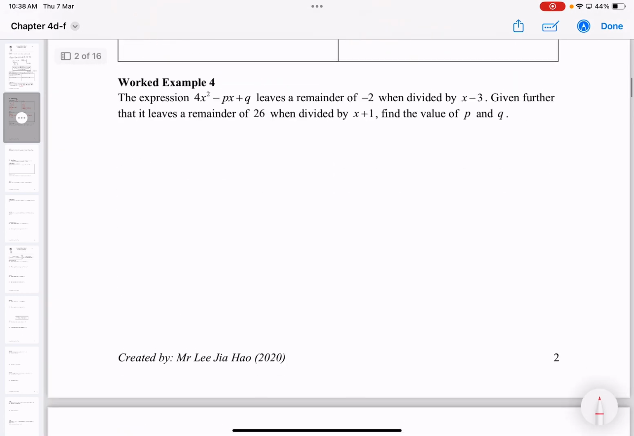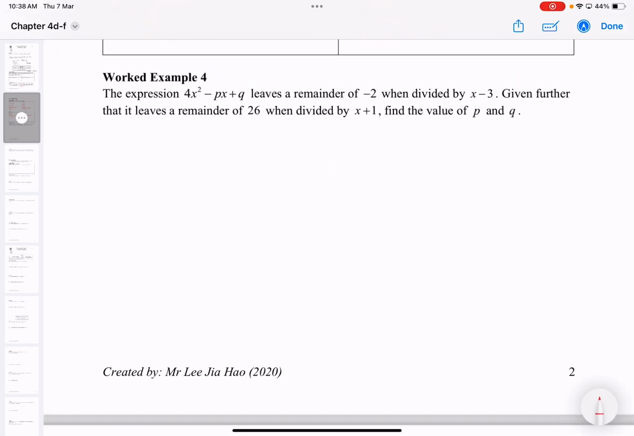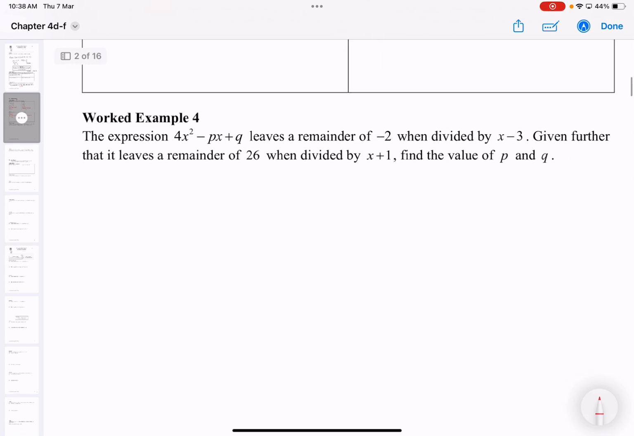Now, what is a more typical kind of exam question will be our worked example number 4. So let us learn how to tackle these questions together. I am given that the expression 4x squared minus px plus q is our f(x), your original function. It leaves a remainder of negative 2 when you divide it by x minus 3. So this is the divisor. And it also leaves a remainder of 26 when divided by x plus 1.